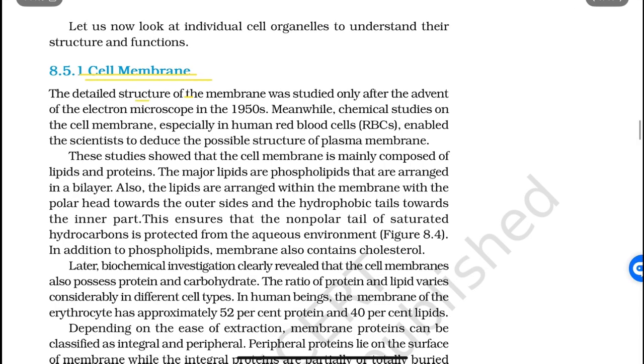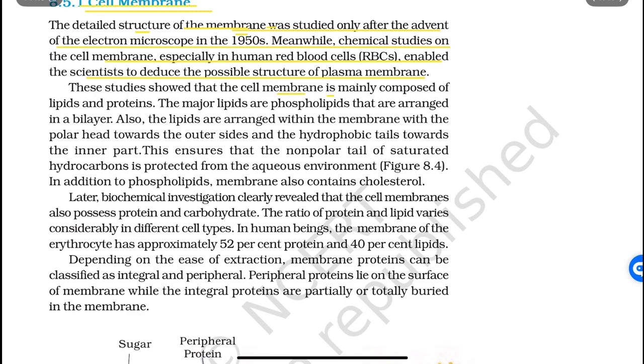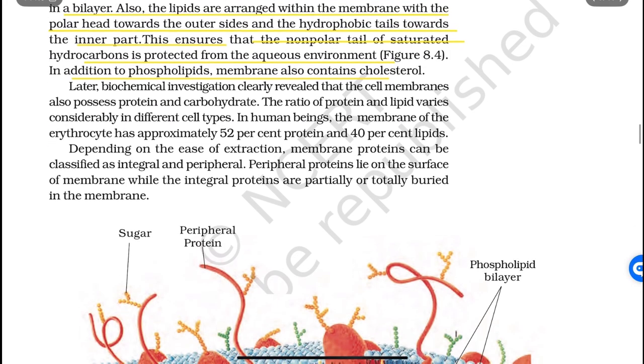Cell membrane. The detailed structure of the membrane was studied only after the advent of the electron microscope in the 1950s. Meanwhile, chemical studies on the cell membrane, especially in the human red blood cell, enabled scientists to deduce the possible structure of the plasma membrane. These studies showed that the cell membrane is mainly composed of lipids and proteins. The major lipids are phospholipids that are arranged in a bilayer. Also, the lipids are arranged within the membrane with the polar head toward the outer sides and the hydrophobic tails toward the inner part. This ensures that the non-polar tail of saturated hydrocarbon is protected from the aqueous environment. In addition to phospholipids, the membrane also contains cholesterol.